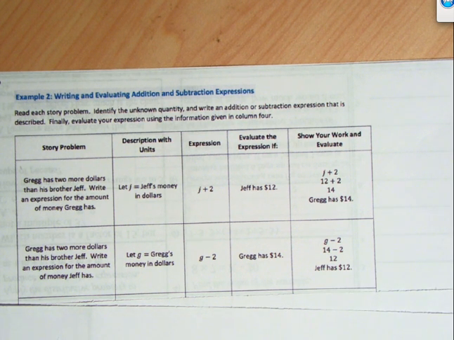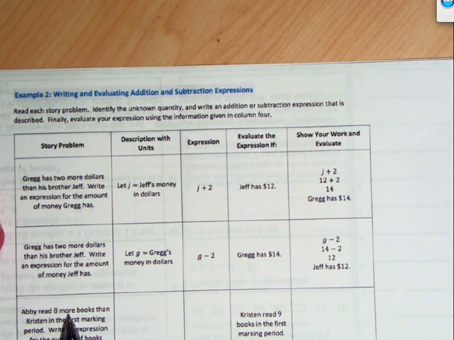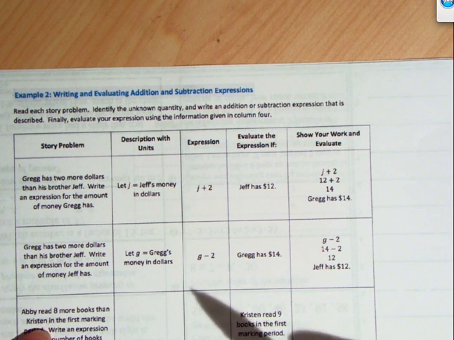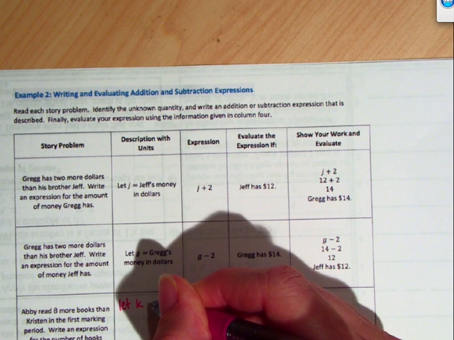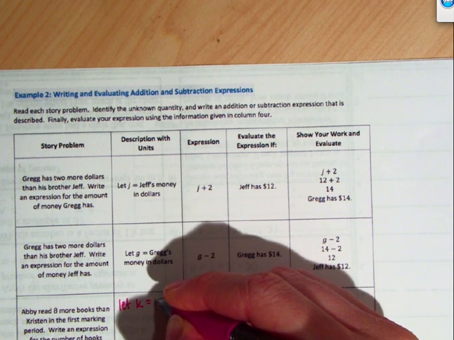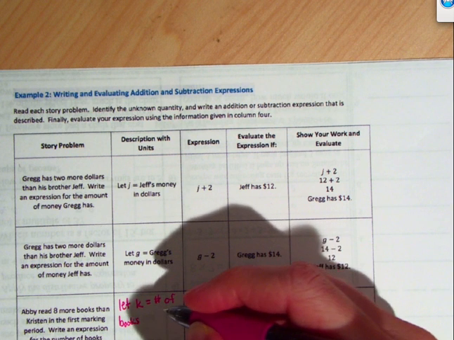All right, we're going to do a problem. It's not going to be as easy and simple as that one, but we'll try to make it that way. Okay. We know that Abby read 8 more books than Kristen in the first marking period. Write an expression for the number of books Abby read. So we know that Abby read 8 more than Kristen, right? So let's see. We're going to have let K equal the number, I'm going to shorten it, of books Kristen read.